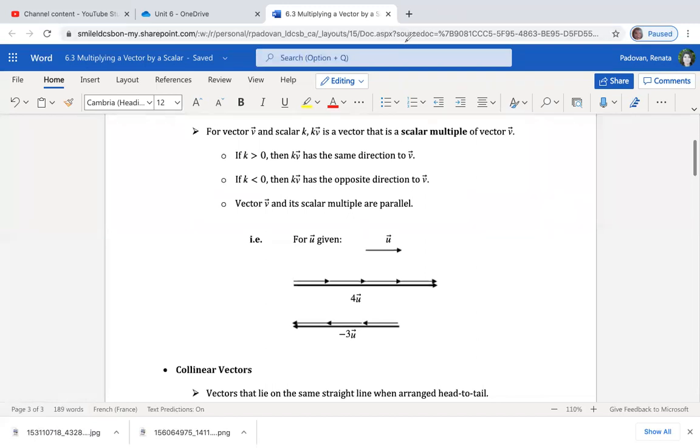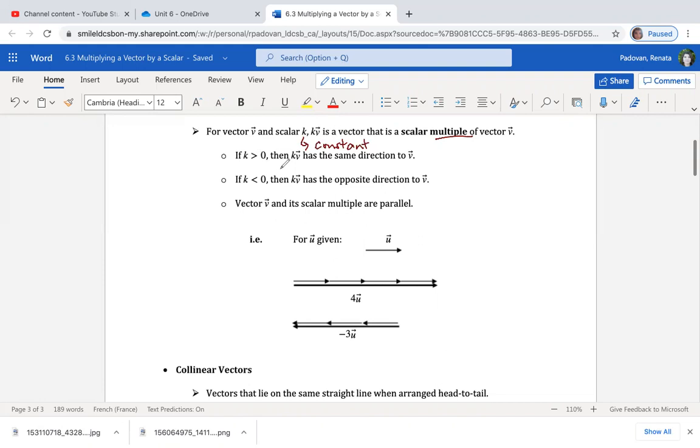K is a coefficient or a constant. I'll just say constant. You can write both down if you want. So let's say k would be a constant. Then the constant times the vector is a vector that is a scalar multiple of vector v. So what that means is just if I have a vector v multiplied by a number, a constant, a coefficient in front, it's just going to be a multiple of that vector, right? So I guess we might as well use this example down here. So that leads into this first bullet here.